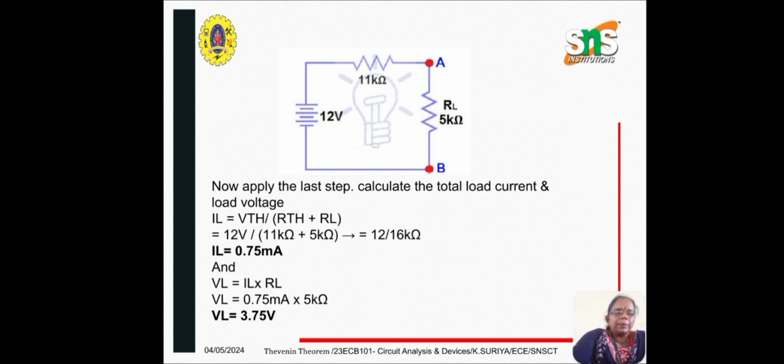So once again I will repeat. First we have to open circuit the load resistance. We have to calculate the Thevenin's voltage. Then for finding out the equivalent resistance or Thevenin's resistance, we can short circuit the voltage source or open circuit the current source, and then we will be calculating the equivalent resistance looking back from the open terminal. Then we will be drawing the equivalent circuit.